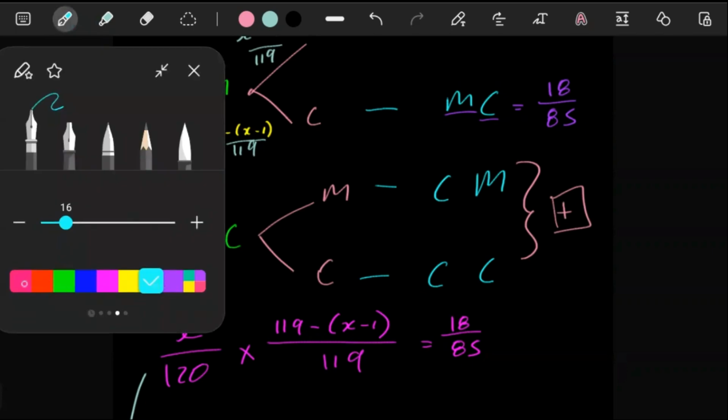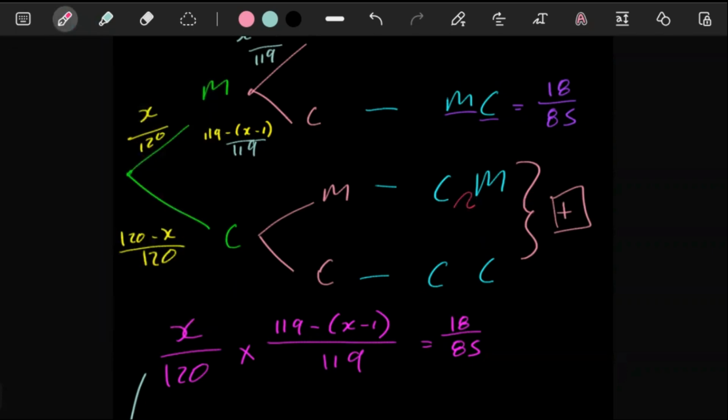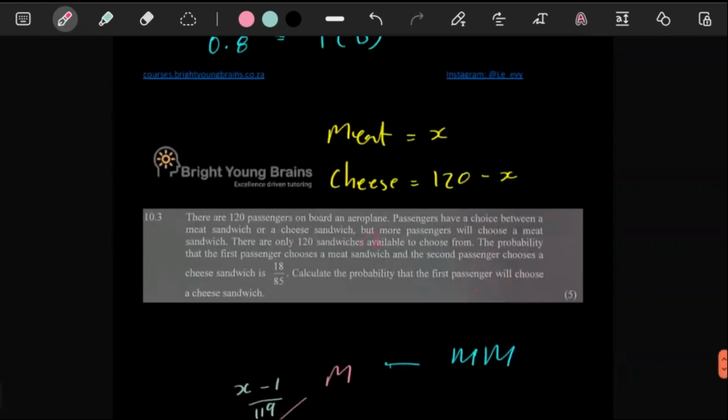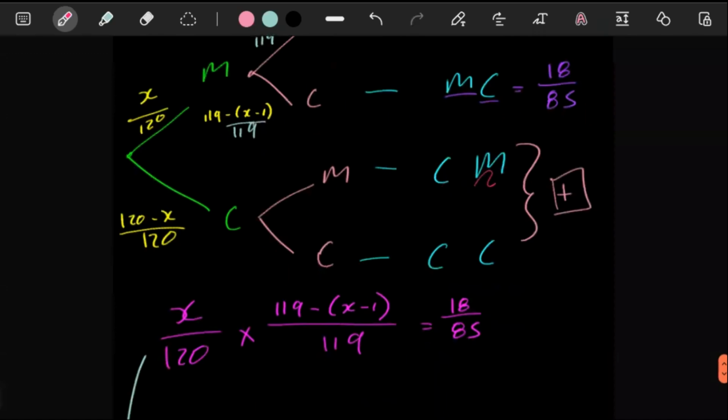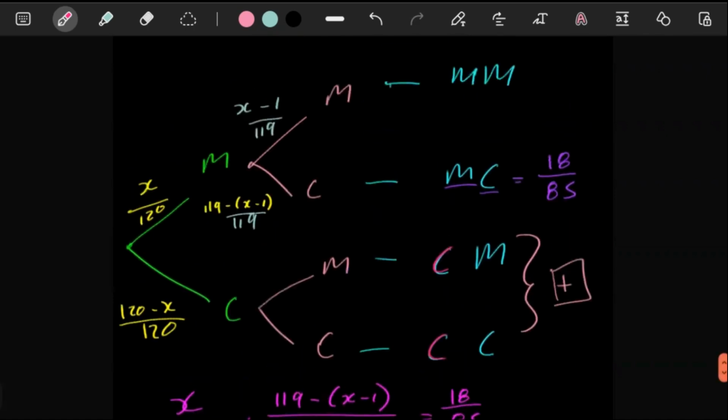The only thing now is for us to work out the probability that the first passenger will choose a cheese sandwich. We need to know what this probability is, because these two probabilities are the two where the first person chooses cheese. We actually really do have to know what that is.